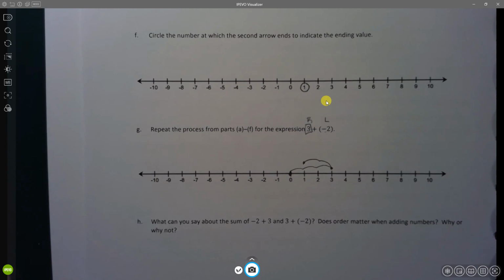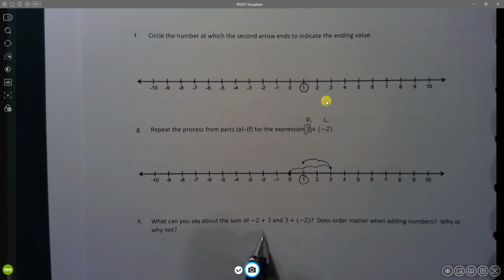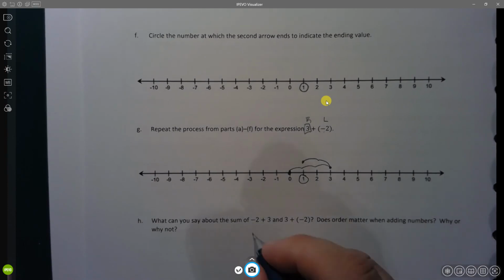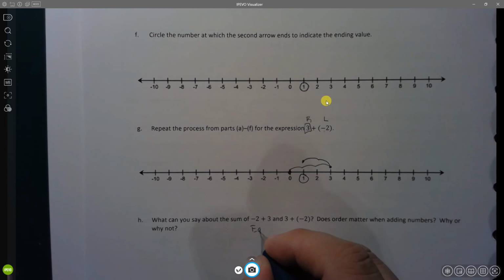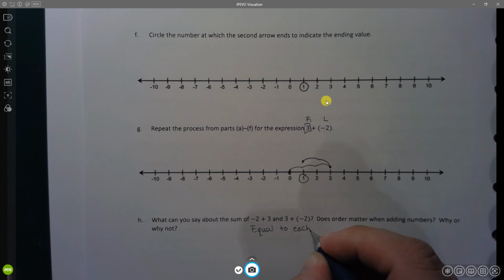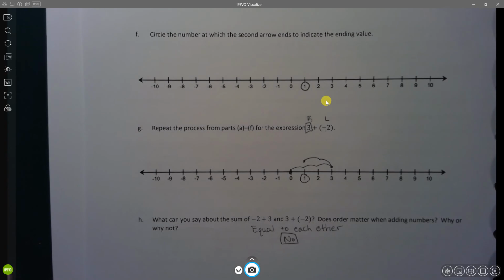Okay, so what do we discover? What can you say about the sum of negative 2 plus 3 and 3 plus negative 2? Okay, they're equal to each other. Does order matter when adding numbers? No, not at all. Why is this?